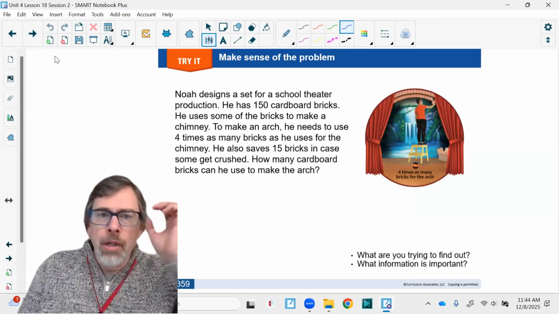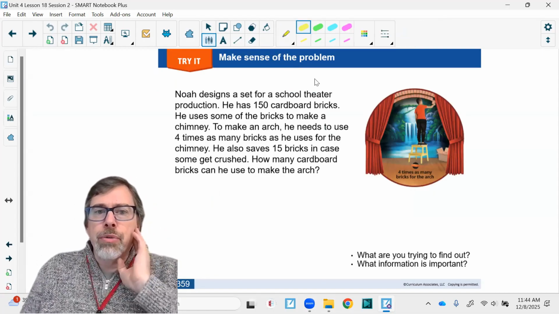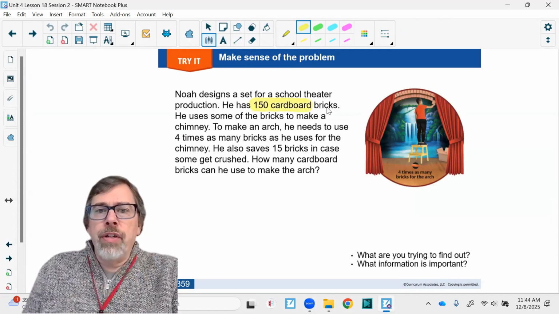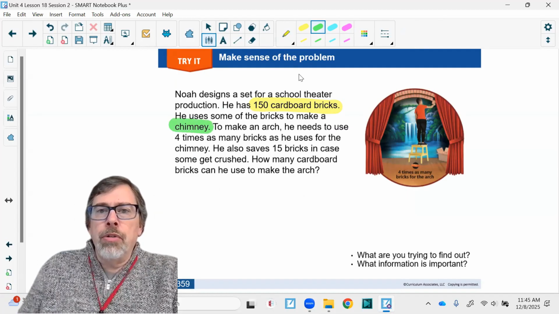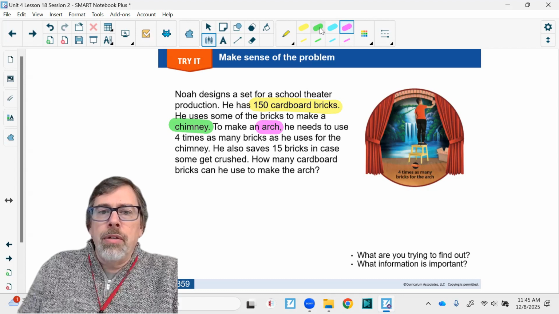So here goes. This one says, Noah designs a set for a school theater production. He has 150 cardboard bricks. He uses some bricks to make a chimney. He's going to make an arch. He needs to use 4 times as many bricks as he used for the chimney to make that arch.